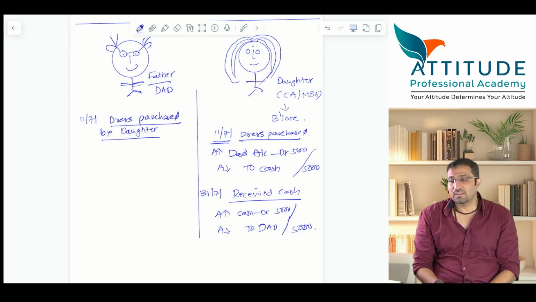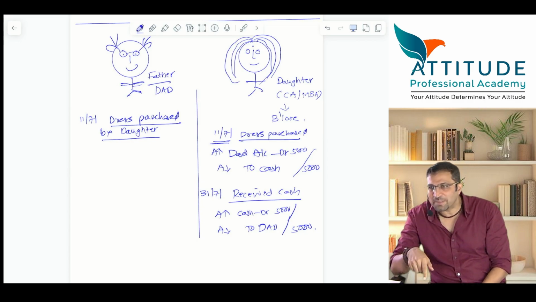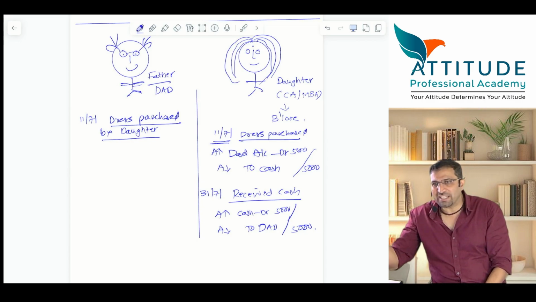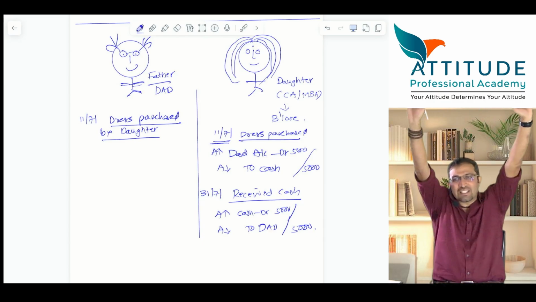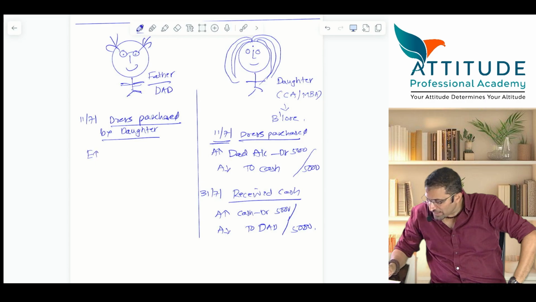Why? Because it is my expense now. I have told the daughter that it is my expense. So when the daughter spent the money, it is father's expense. So father will record in his books as what? Expense. Expense increases. Though it is drawings, right now I am treating it as what? Expense. Dress account debit. Dress expense debit.